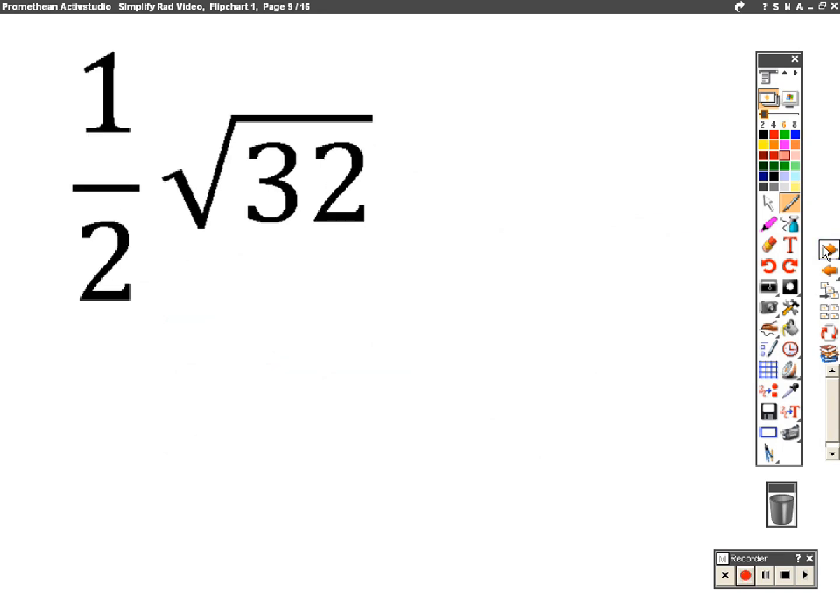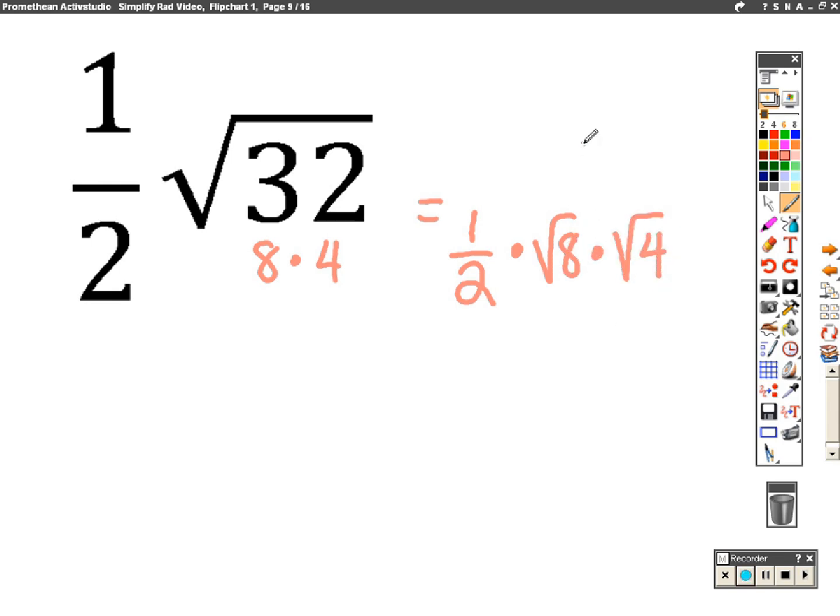What if there's a fraction? Okay, well, guess what? Fractions are our friends, okay? You're not supposed to be scared of a fraction. What's it going to do? Bite you? This is like saying 1/2 times the square root of 8 times the square root of 4.